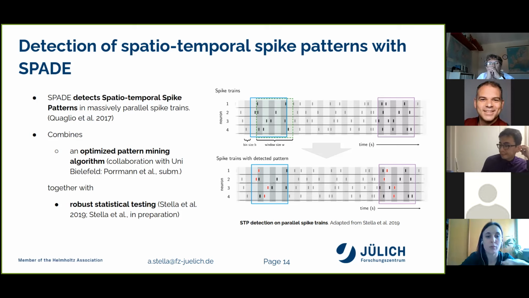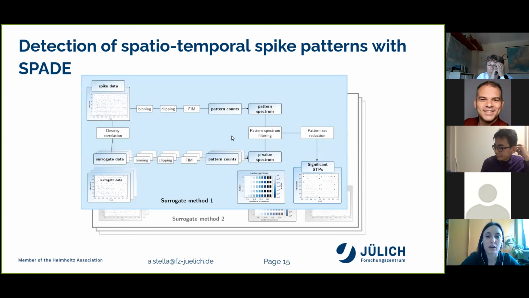SPADE combines an optimized mining technique that is called frequent item set mining that looks for patterns in spiking data, and then tests such patterns for significance, obviously using surrogates. So maybe a little bit in detail exactly how SPADE works. I can show in this figure. So spiking data is given as input. It's subjected to discretization and then mining of such patterns with the mining technique that I was saying to you before.